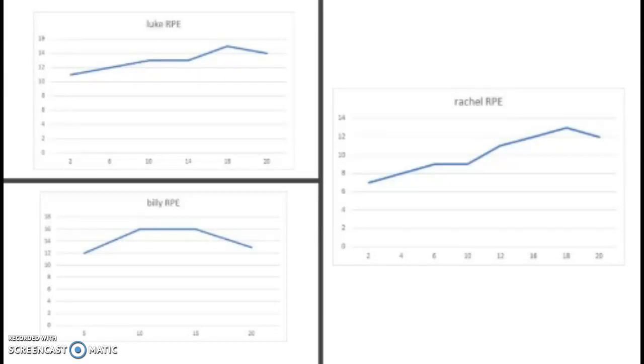All the athletes raised their level of RPE, with Rachel increasing to the 6th minute, Billy increasing to the 10th minute, as well as Luke increasing to the 6th also.